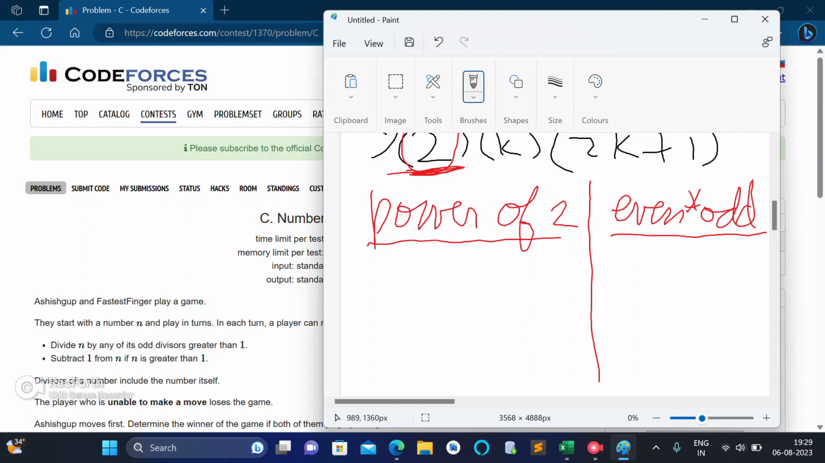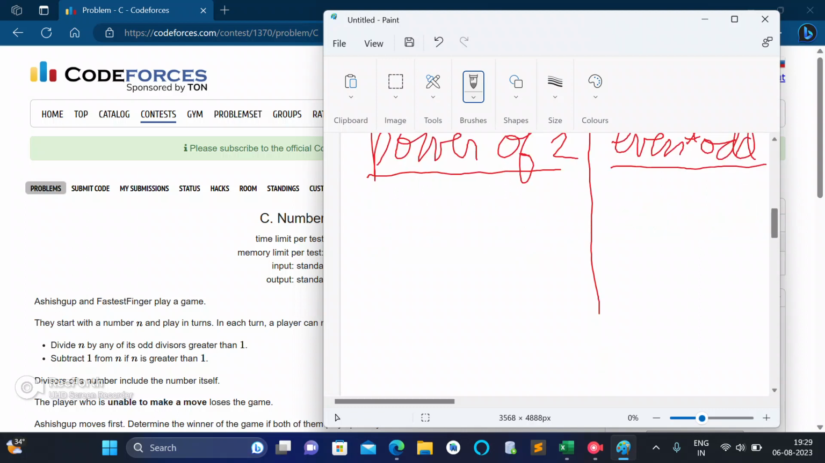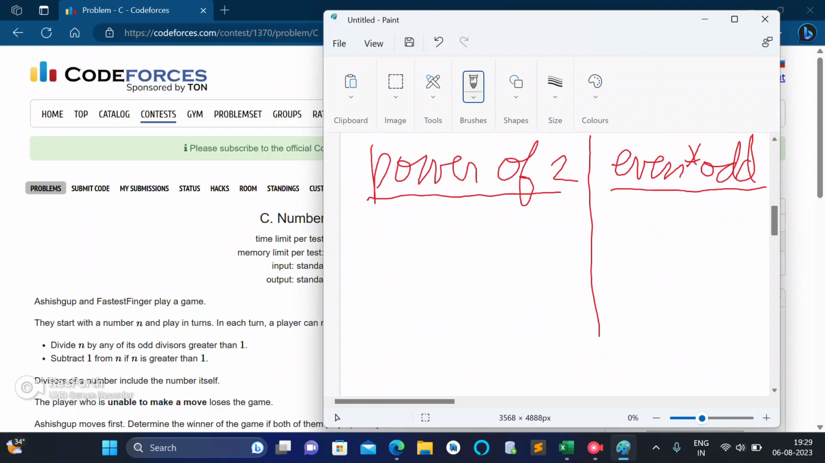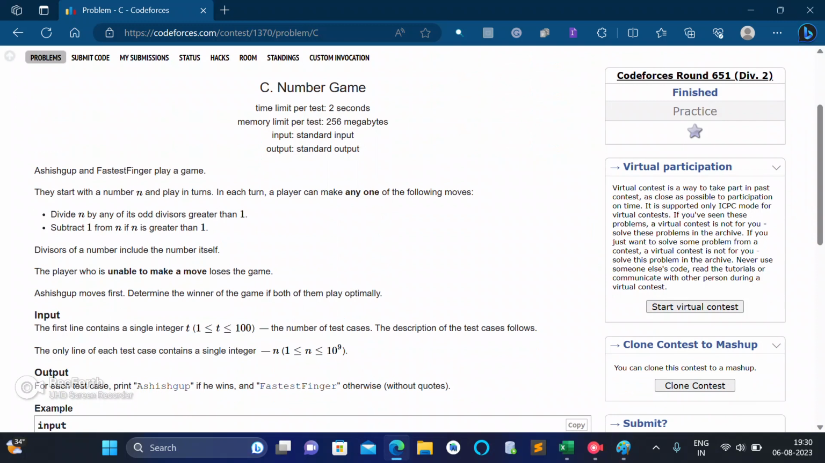If n is even, we are actually discussing two cases. First, whether the number is a power of 2 or not. If the number is a power of 2, then we are discussing that right now. Else, the number would be the product of even and odd. So first, let's understand how we will check whether the number is a power of 2 or not.